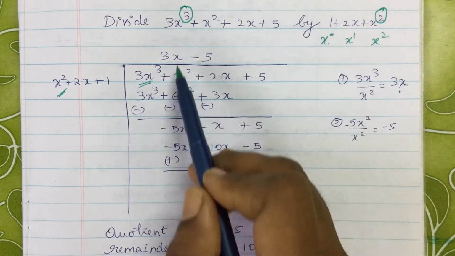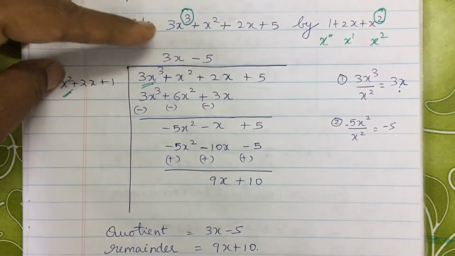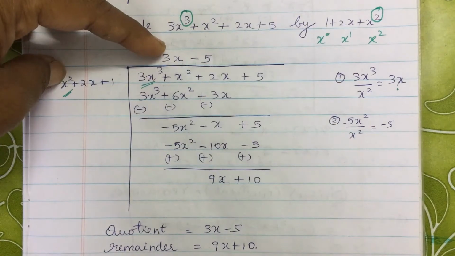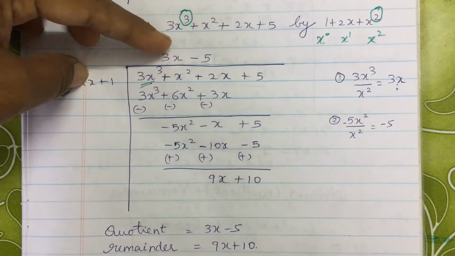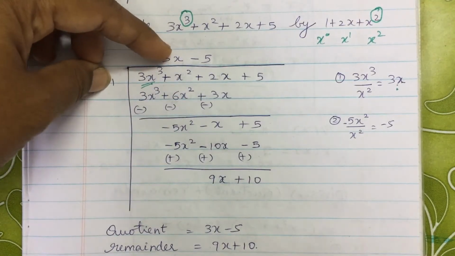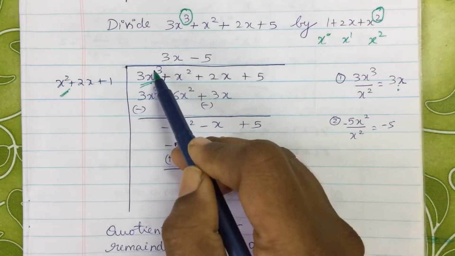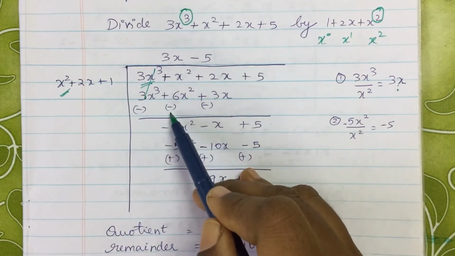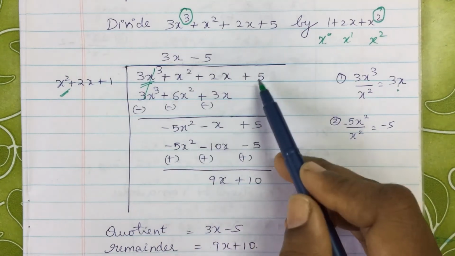You have to put this in the quotient part, that is 3x. Then you have to keep the fingers like this. X square into 3x will get you 3x cube. Then plus 2x into 3x, it is 6x square, plus 1 into 3x is plus 3x. Okay, then change the signs. This will get cancelled. So this is minus 5x square, and then this is minus x, and this is plus 5.